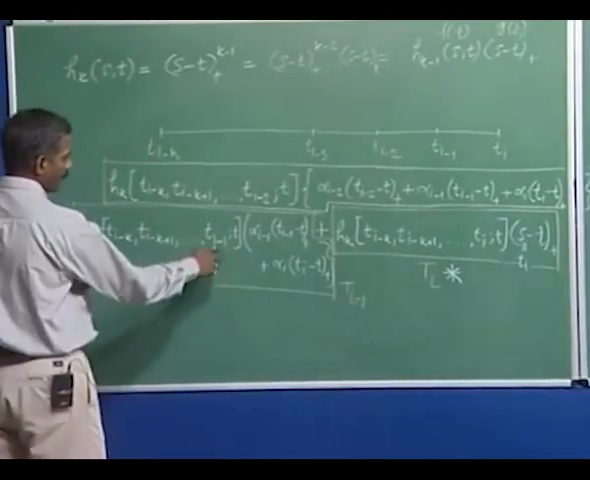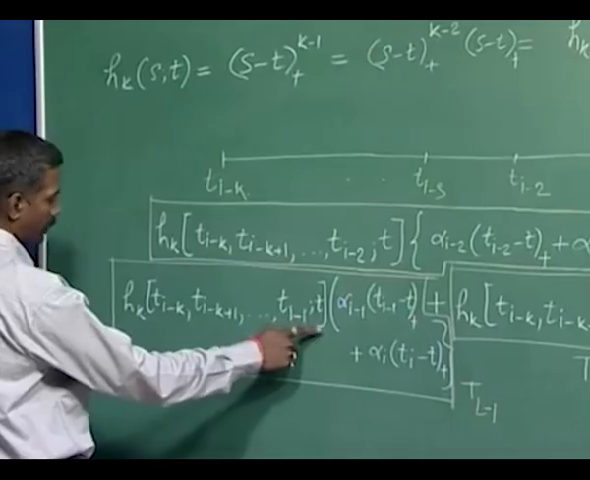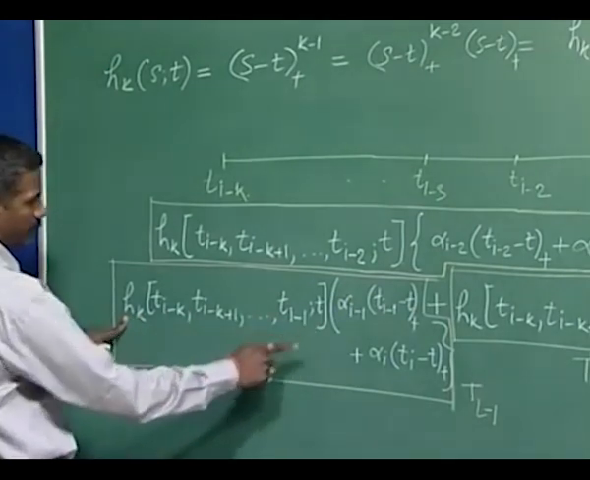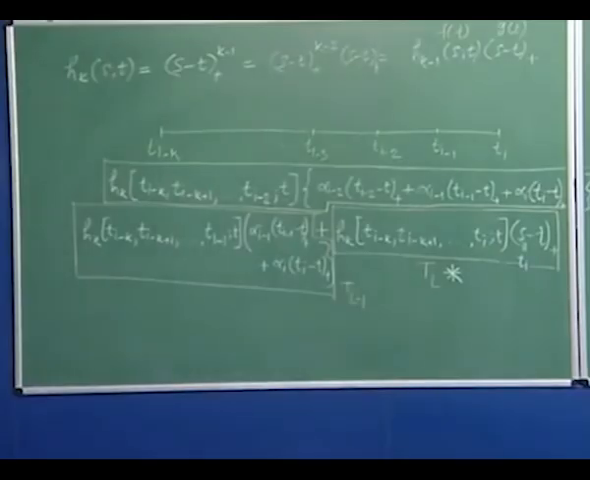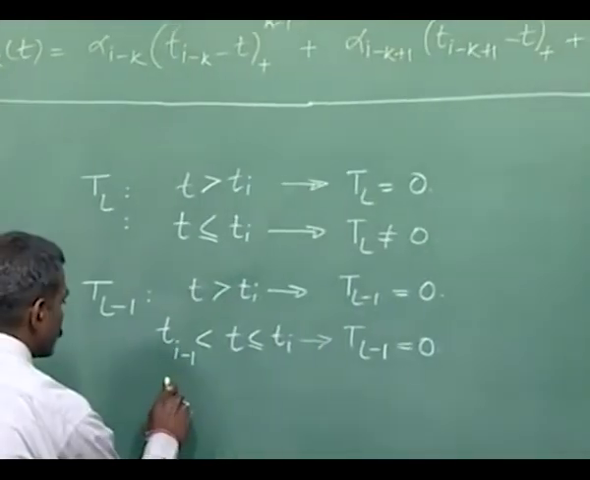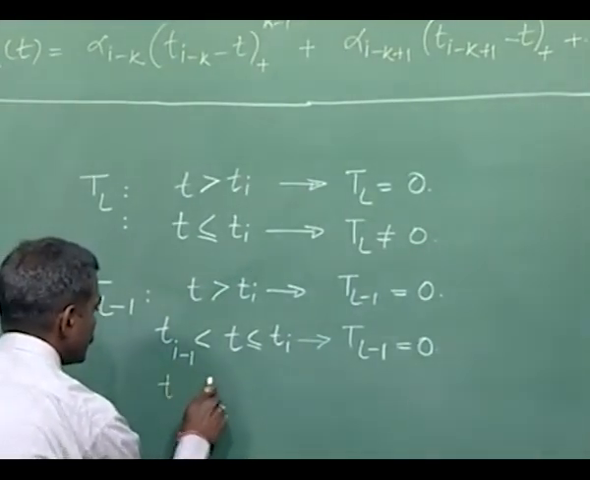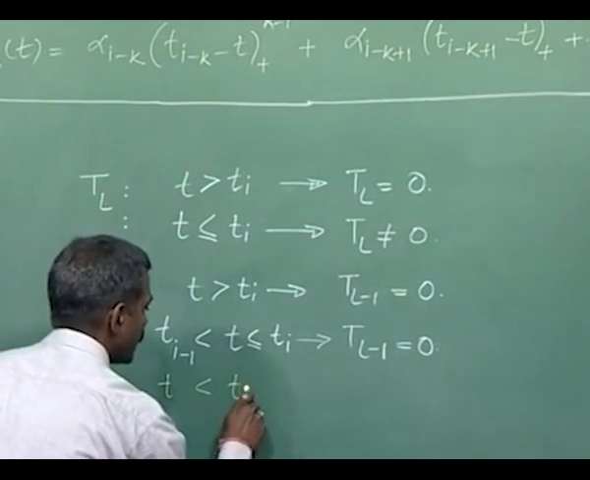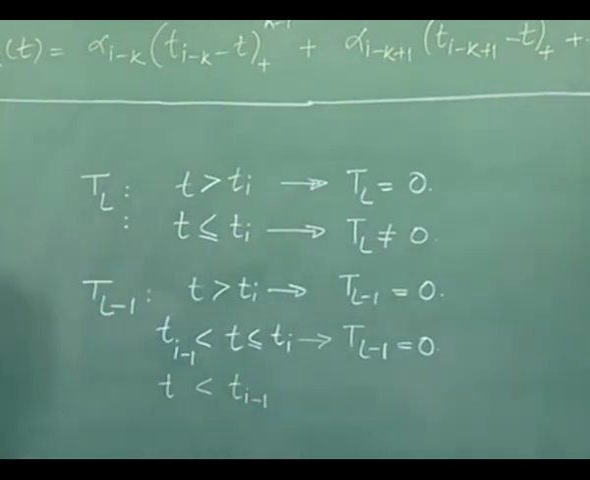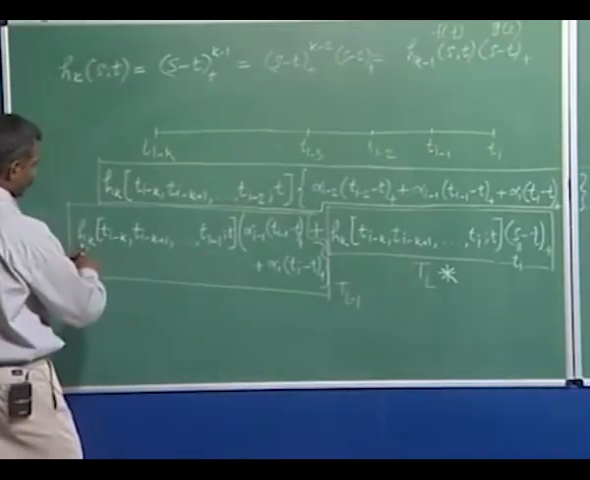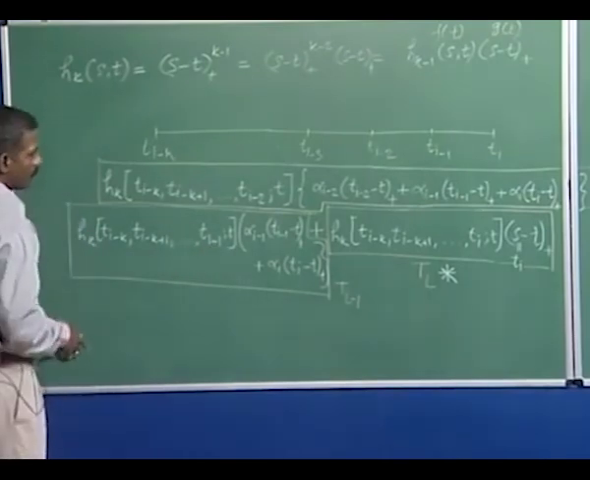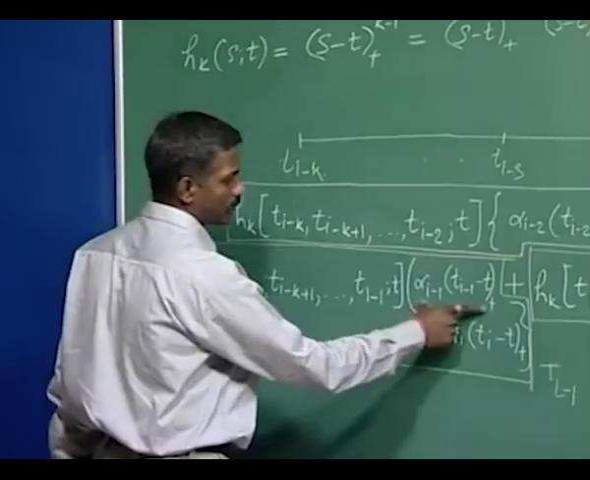It is only for values smaller than t_{i-1} that this expression here will be non-zero. And let's worry about those. So for t smaller than or equal to t_{i-1}, this is non-zero here. Now, what do you have to say about these two terms?